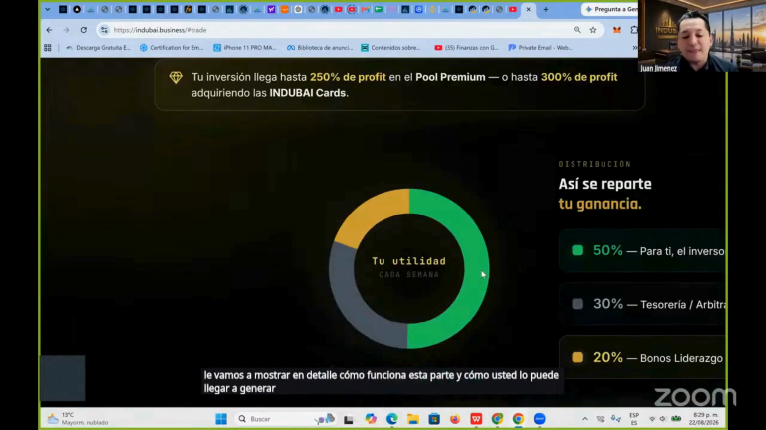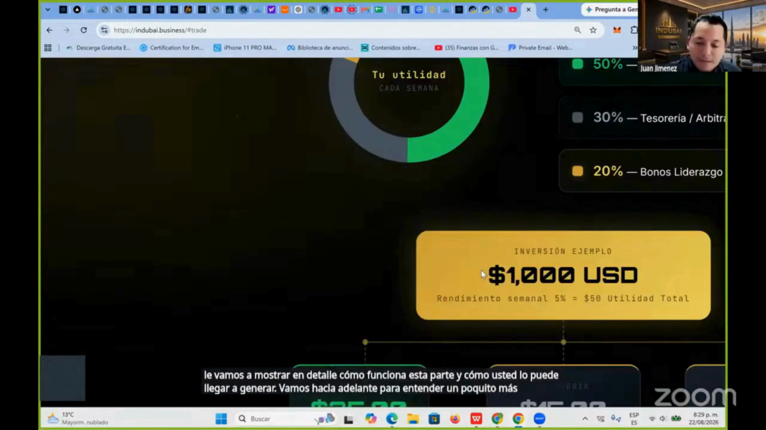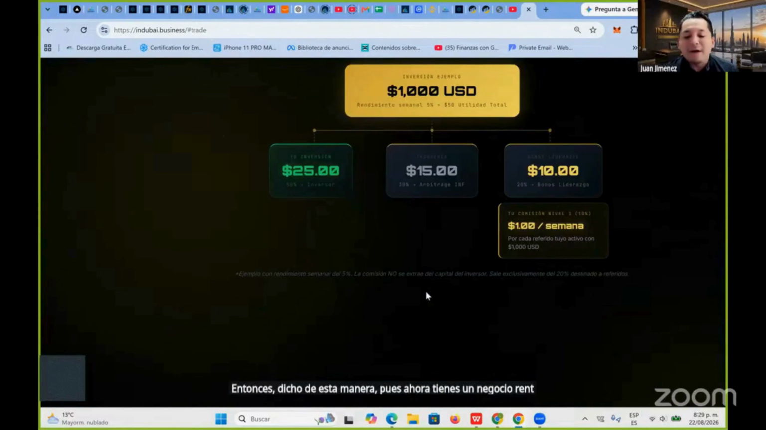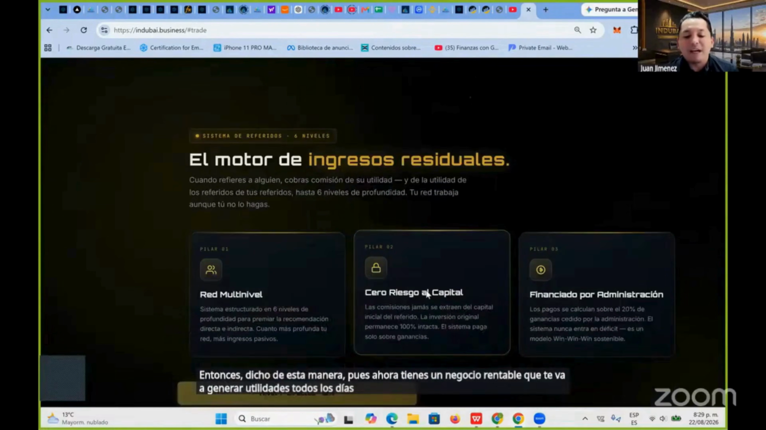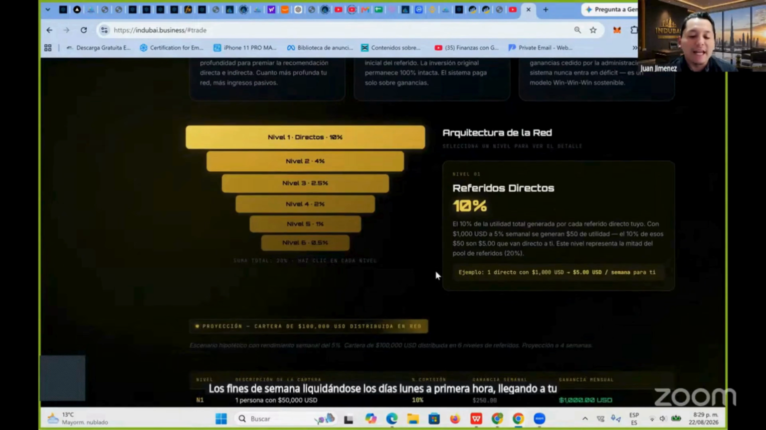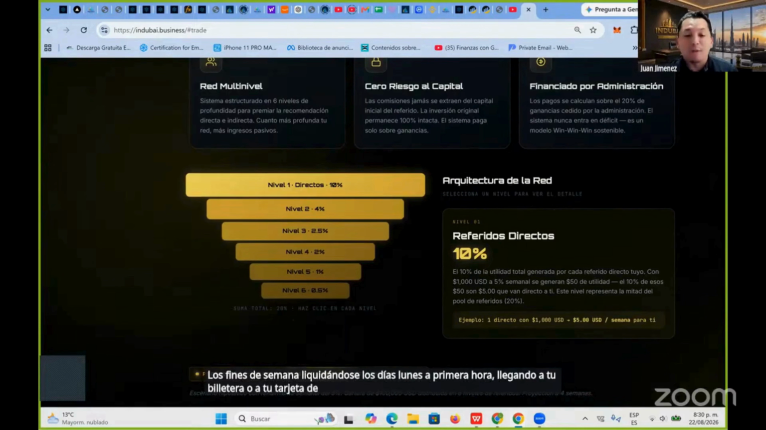Let's move forward to understand a little bit more. Put this way, you now have a profitable business that will generate profits for you every day, and you will be able to withdraw them on weekends, with them being settled first thing on Monday mornings, arriving in your wallet or your Indubai card. I'm going to show you a little more in detail now.